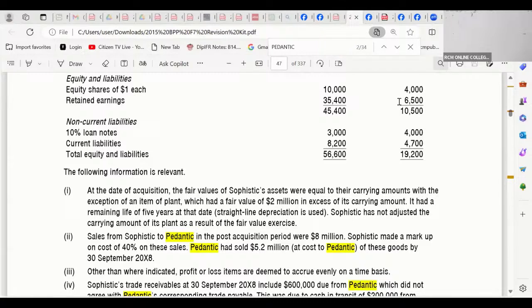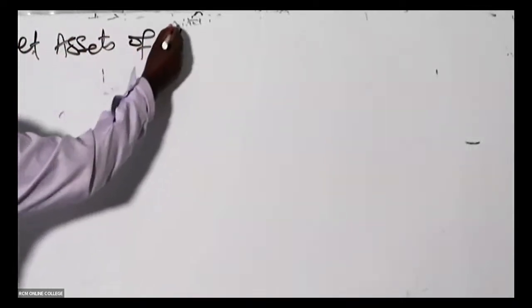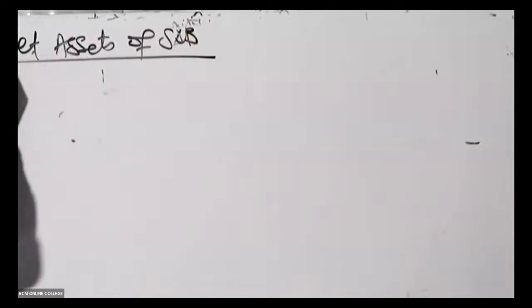Non-controlling interest cannot be computed without knowing the net assets of the subsidiary. So you need an account that we call net assets of the subsidiary. You need this working to be able to get, number one, group retained earnings, and then number two, non-controlling interest.